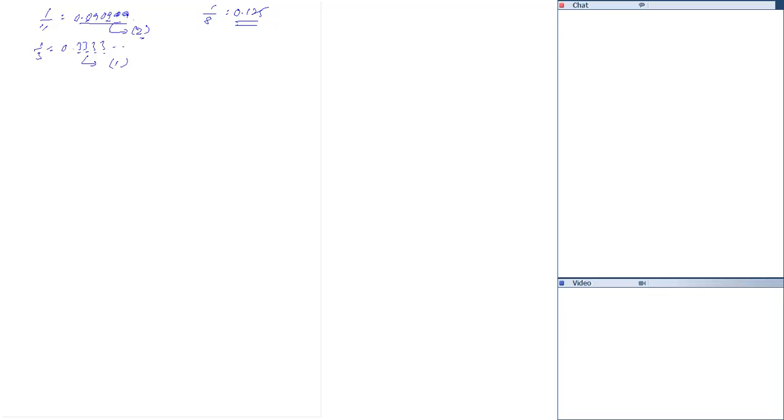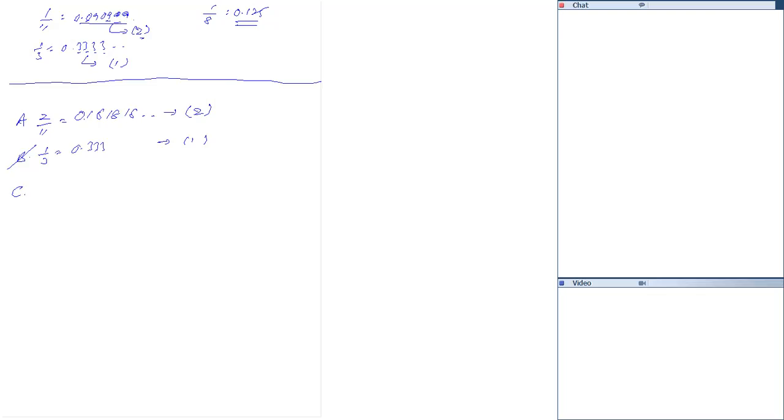What should be the approach? Let's go through the answers. Answer A: 2 by 11. What is 2 by 11? It is 0.1818 and so on. So here, what is the length? 2. B is 1 by 3, that is 0.33333, so the length is 1. So between A and B, I can knock off B.